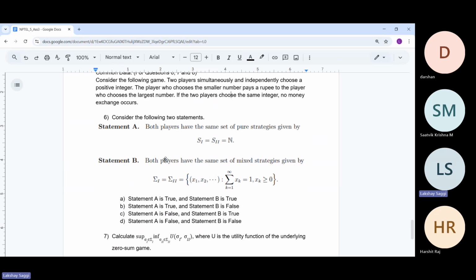And the second statement is both players have the same set of mixed strategies. So their mixed strategies should also be the same, and it's given by this: x1, x2, till x infinity tuple, where the sum of all these xi values should be equal to 1. And this is the same strategy set for both the players. Now we have to answer which of these statements are true and which are false.